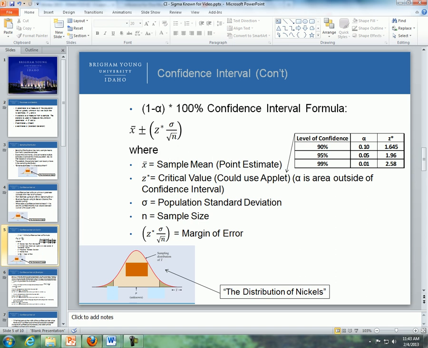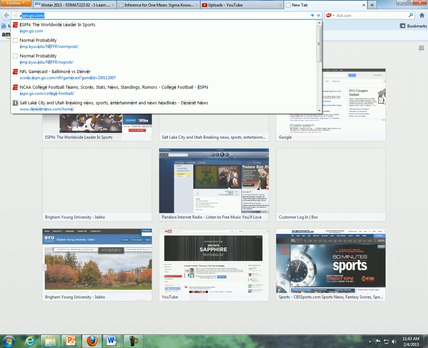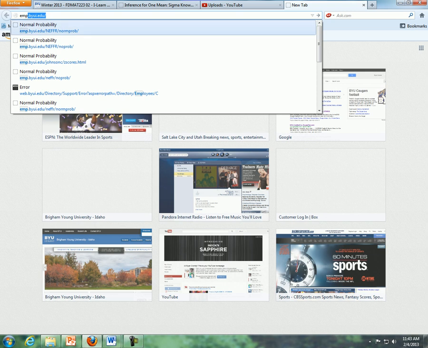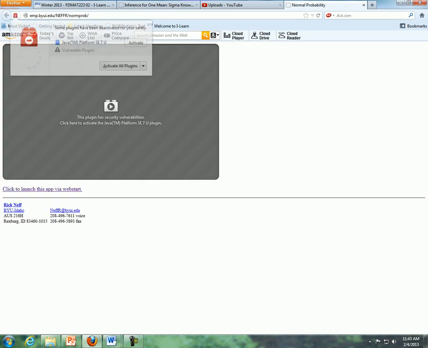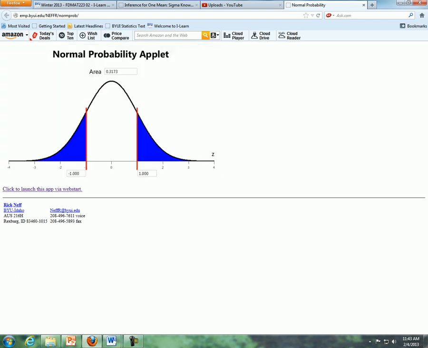Now, where do you think we might get these numbers, or how we got those numbers? Well, if we go to the applet, I need to activate all the plugins here. If we go to the applet, we will determine how we can get that.